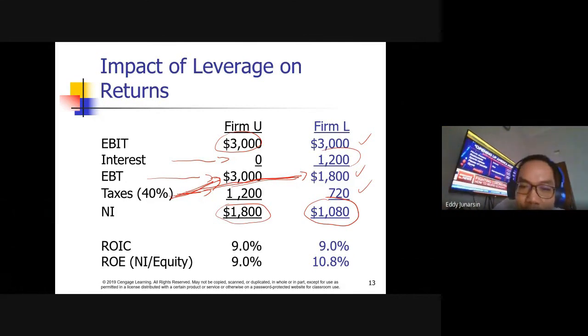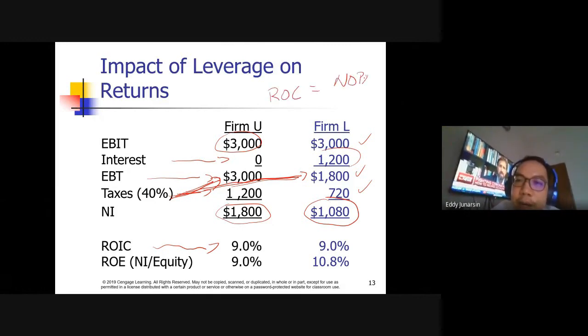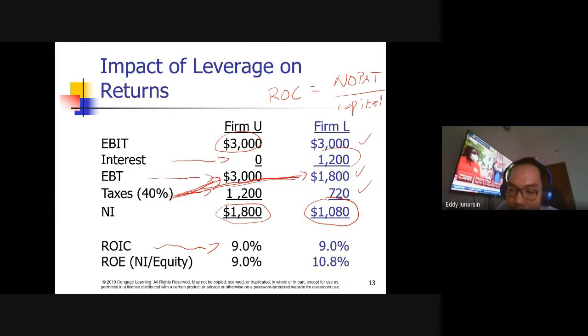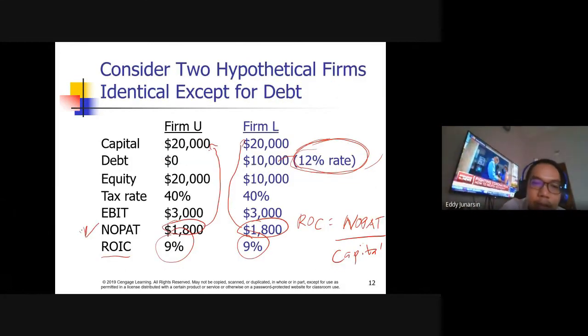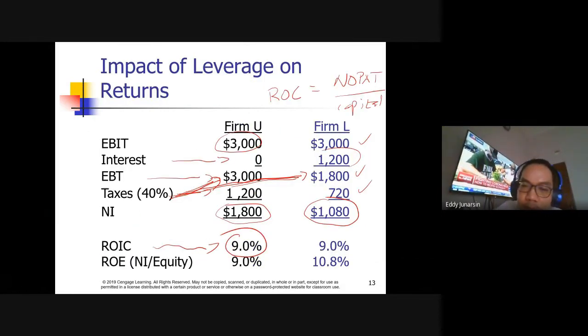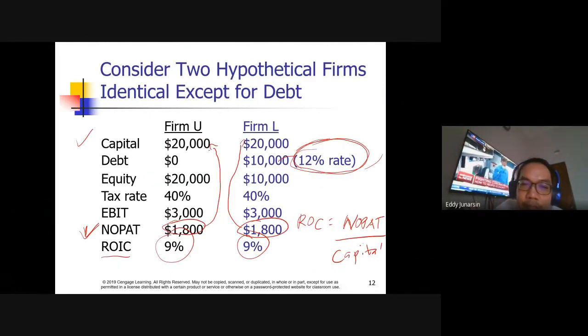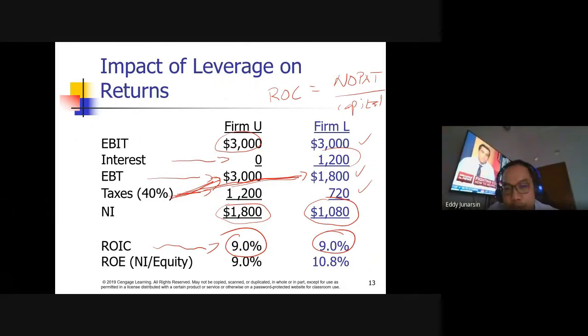But let's calculate now again the ROC. What is ROC again? Return on capital, right? It's NOPAT divided by the capital. So let's check again for firm U. What is the NOPAT? 1,800 divided by 20,000. That's why it's 9%. Okay. What about firm L? Firm L is 1,800 NOPAT divided by its capital of 20,000. So also we get 9%. So the return on capitals are the same, right? Same level.